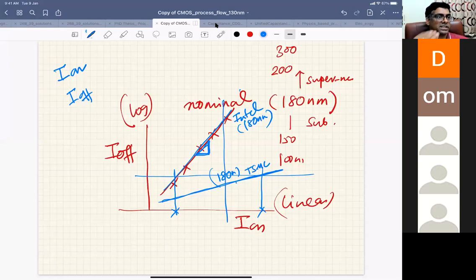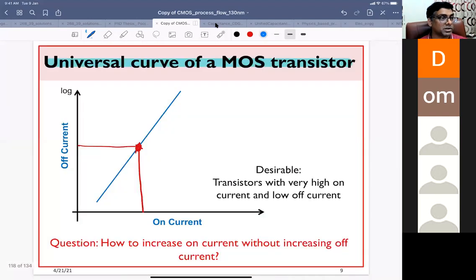Let's say if TSMC wants to compare its technology with Intel's technology, they just plot the universal curve and advertise, okay, see, I have a better universal curve, please use our technology because Intel's technology is not good. You will not find any description of the universal curve in the books, because these are very industry specific curves. Books do not show you the universal curve. But in research papers, they always plot the universal curve.